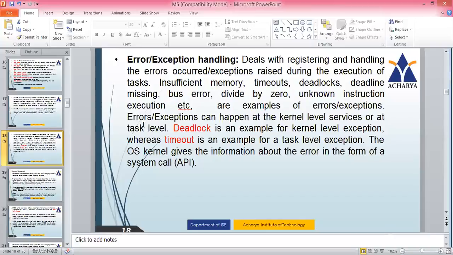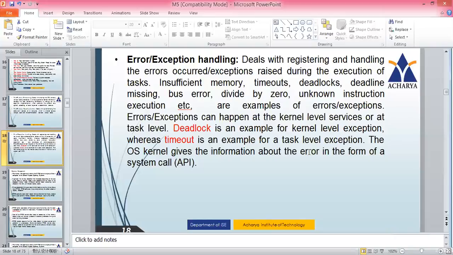Now, one thing we have to understand here: errors or exceptions can happen at the kernel level services or at the task level. Kernel level services means at the operating system level, errors or exceptions can happen internally in the operating system. Or there could be an exception at the task level, means the user applications. Now, deadlock is an example of a kernel level exception. So it is an internal exception. Usually, it may not be visible to us. Internally, there may be a deadlock.